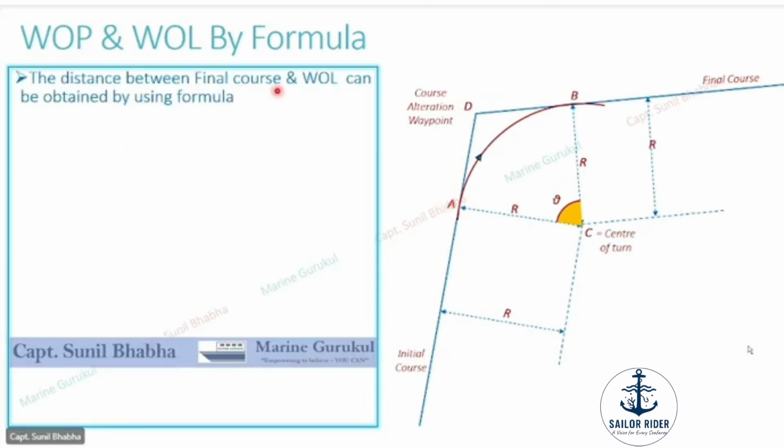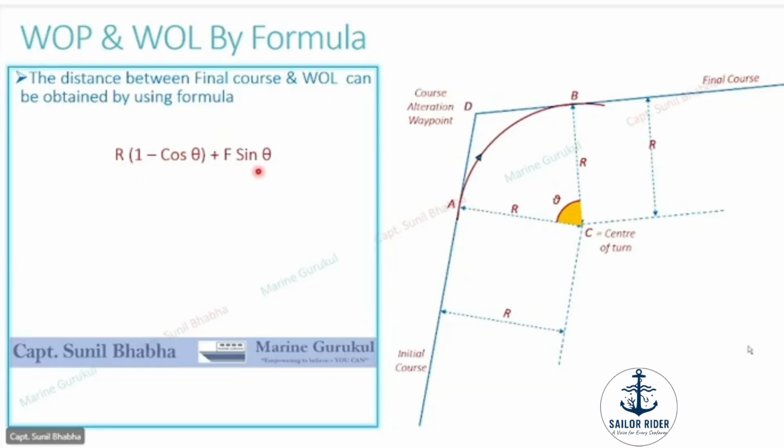The distance between the final course and the wheel over line can be obtained using the formula r into (1 minus cos theta) plus f sin theta. R is the radius of the turn, theta is the angle by which the ship is turning, and f (foxtrot) is the reaction distance. Theta again is the angle by which the vessel is altering. So we find this distance using the formula r(1 - cos theta) + f sin theta.